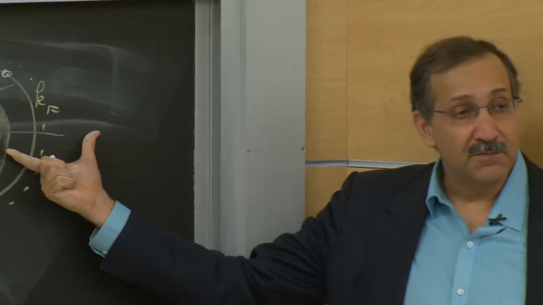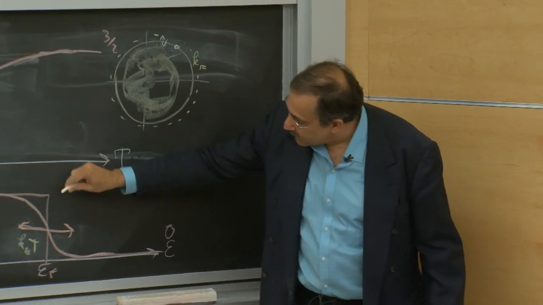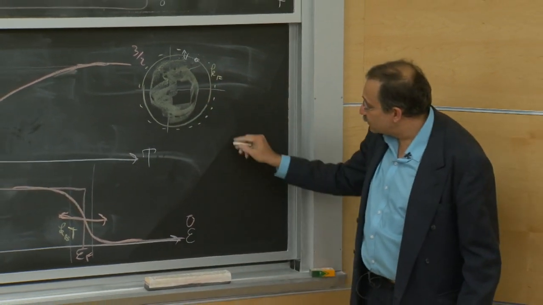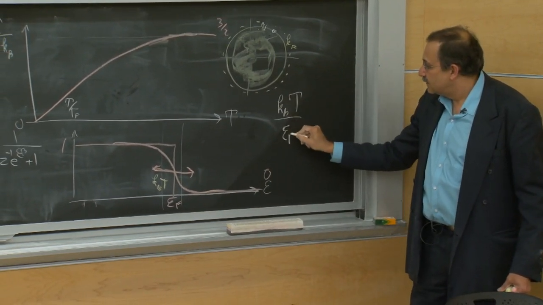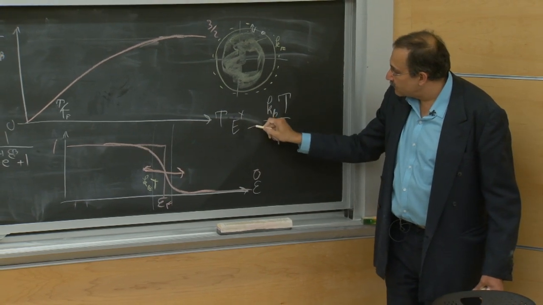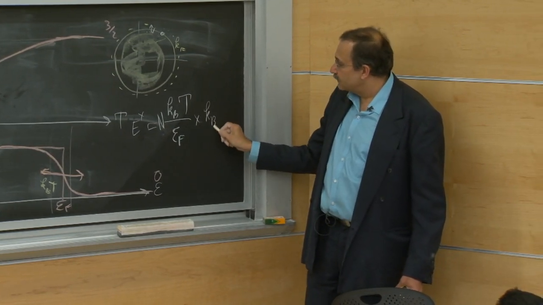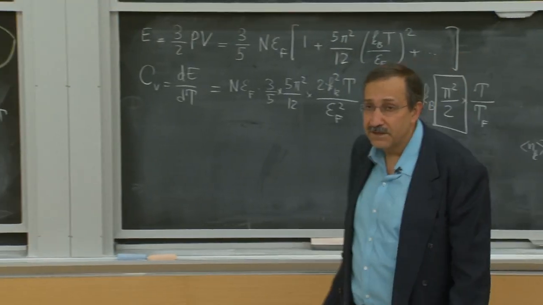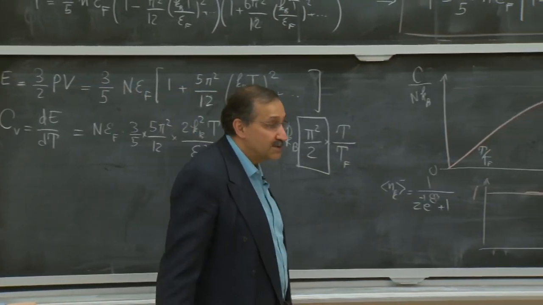What fraction of the total number have you given this energy? Well, the fraction is given from here. It is the ratio of this to the entirety. And that ratio is kT divided by epsilon F, is the fraction that has been given energy. So the excitation energy that you have is this number, the total times this fraction times the energy that you have, which is kT. And if I take the derivative of this, I will get precisely this formula over here, up to this factor of pi squared over 2, which I was very cavalier about. But the scaling, everything comes from this.